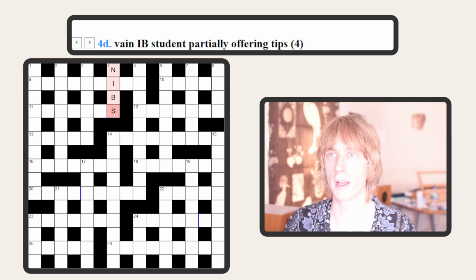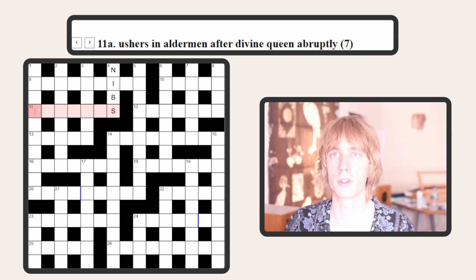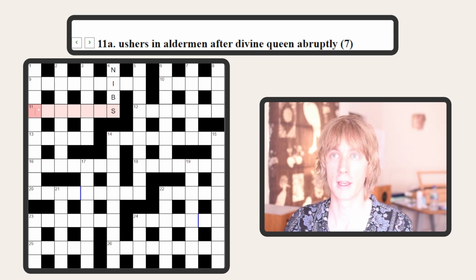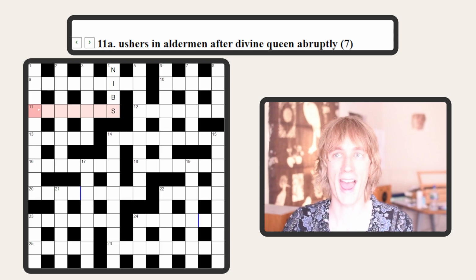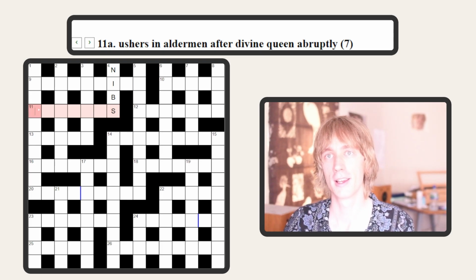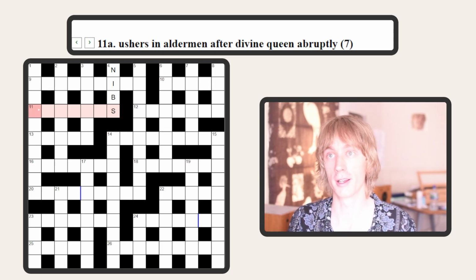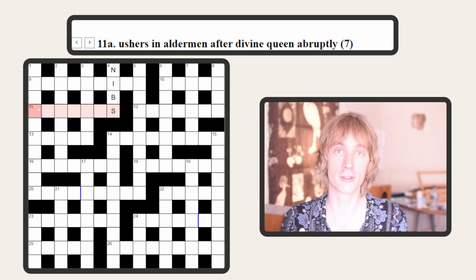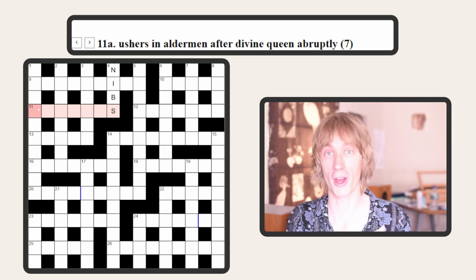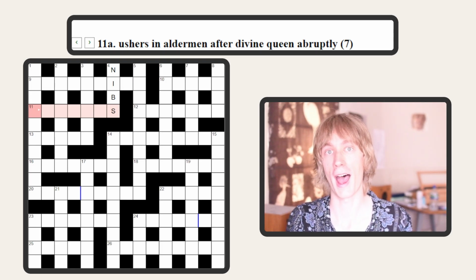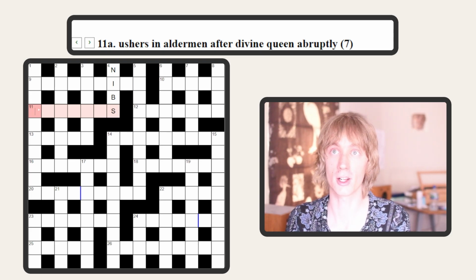All right, so moving on then, let's have a look at this 11 down clue. We have ushers in older men after divine queen abruptly, and we can see that it ends in an S, right? Now, this is pretty useful in cryptic crosswords because a literal has to be in the same tense as the word it's cluing, right?